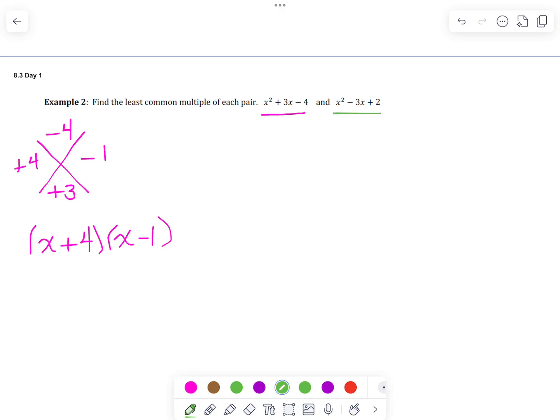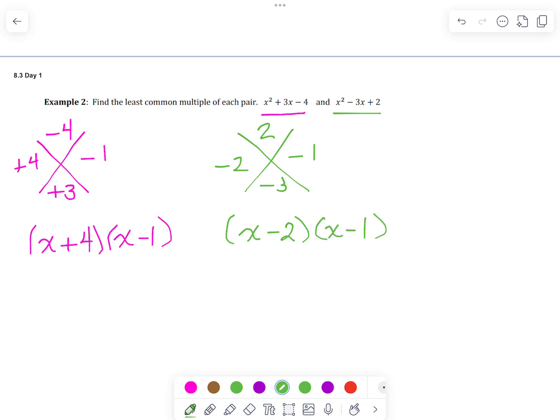The second one, again, we do the diamond. What are the factors of 2 that add to -3? And they are -2 and -1. So we factored as x minus 2, x minus 1.